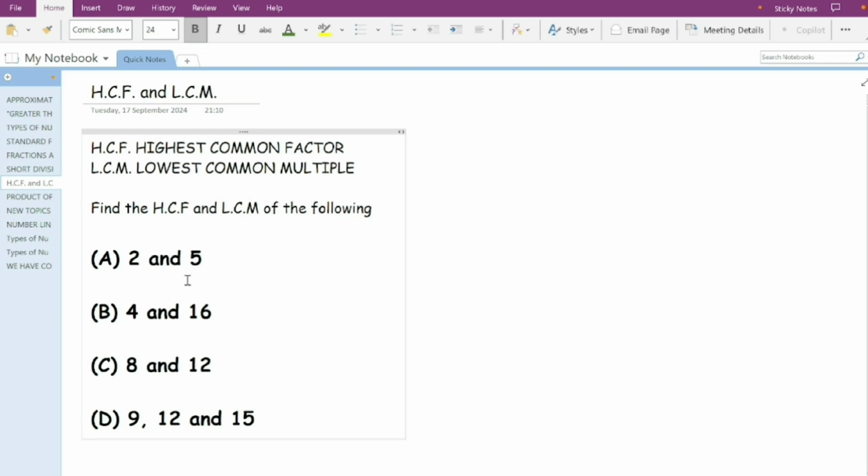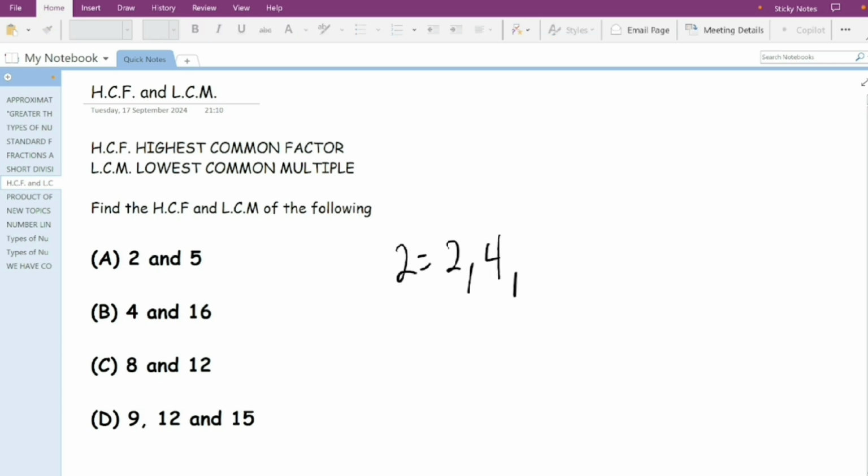Now let's take for example 2 and 5. What are the multiples of 2? You know your 2 times table. 2 times 1 is 2, 2 times 2 is 4, 2 times 3 is 6, 2 times 4 is 8, 2 times 5 is 10, 2 times 6 is 12. Let's take that for now.